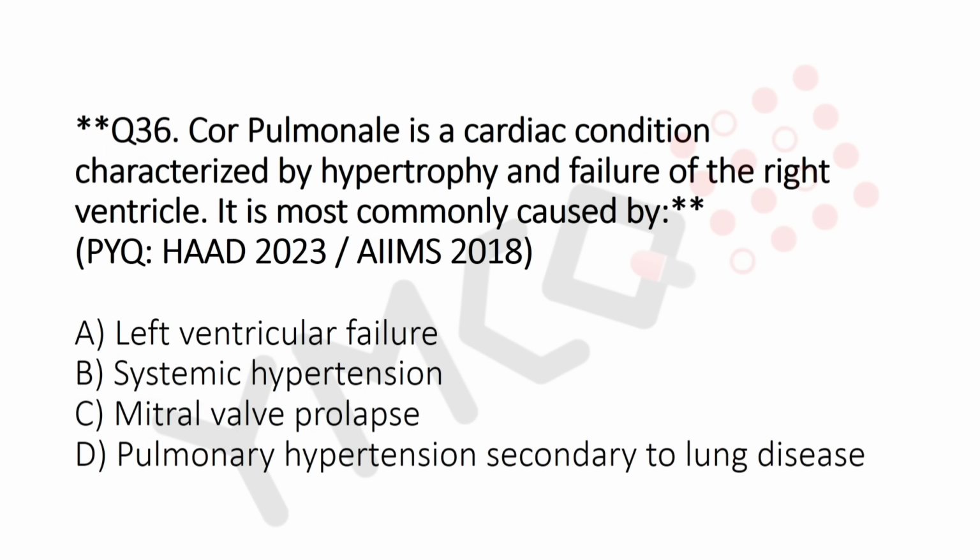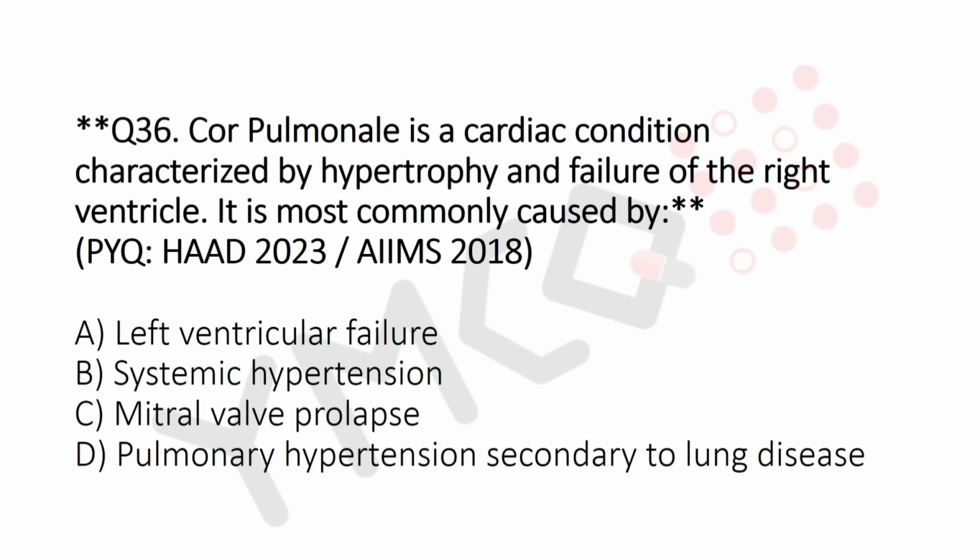Now let's move to question number 36. Cor pulmonale is a cardiac condition characterized by hypertrophy and failure of the right ventricle. It is most commonly caused by option A, left ventricular failure. Option B, systemic hypertension. Option C, mitral valve prolapse. Option D, pulmonary hypertension secondary to lung disease.